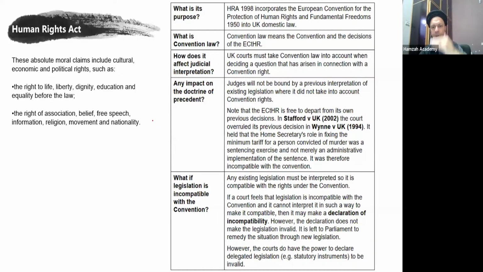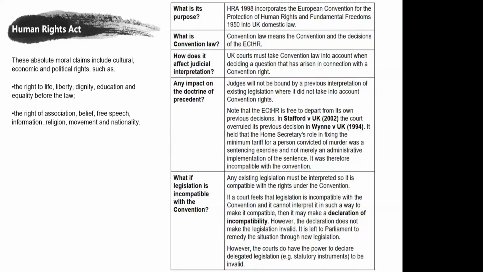We have a little bit of a reading of the Human Rights Act. I'll just give you about 2 to 3 minutes. Just generally skim through these and then I'll explain it to you.